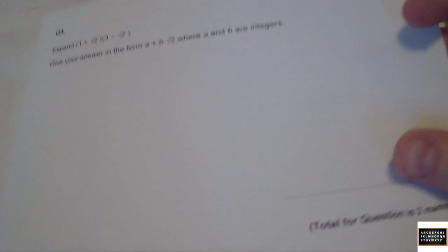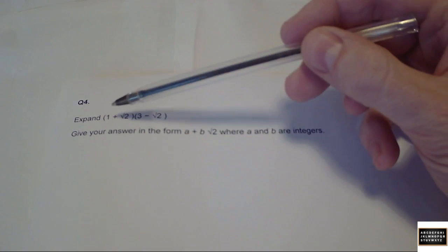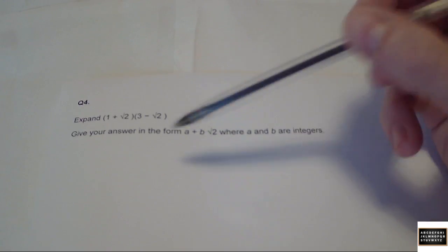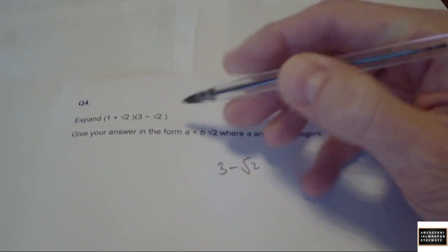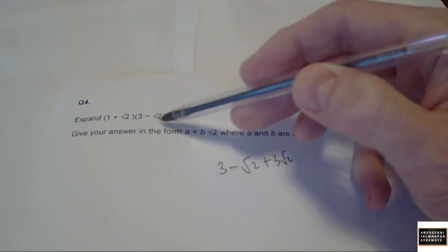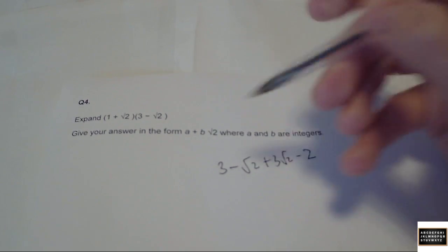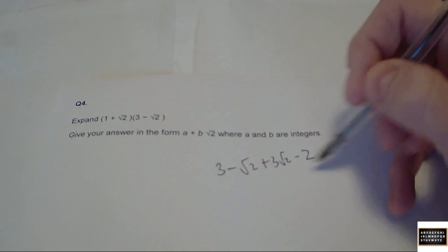Right, question 4. Let's have a look at this. So this one again is a pair of brackets, very similar. These are all very similar. So again, we do first two terms multiplied, that's 3. Outside terms multiplied, that's minus root 2. Inside terms multiplied, that's 3 root 2. And then last two terms multiplied, that's minus 2. Root 2 times root 2 is 2. And then 3 minus 2, well that's just 1.